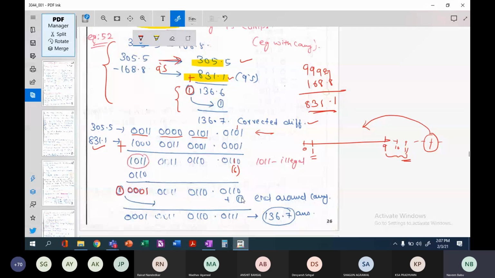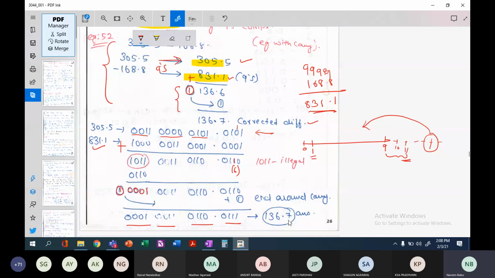So what is the equivalent decimal value for this BCD code? It is 136.7. So you can compare here these two answers, 136.7 and 136.7. So this is how you perform the subtraction of BCD numbers using 9's complement.